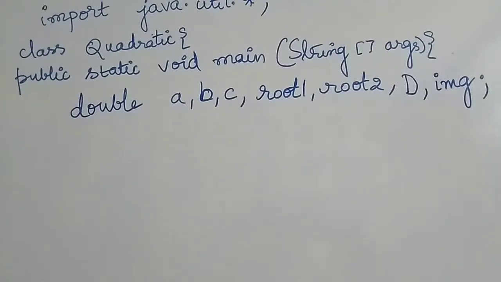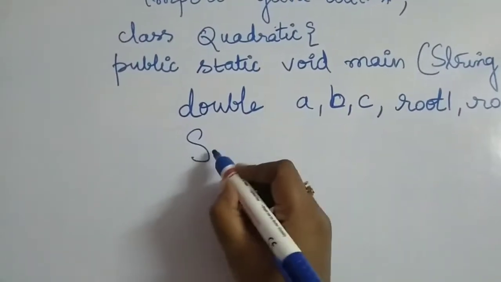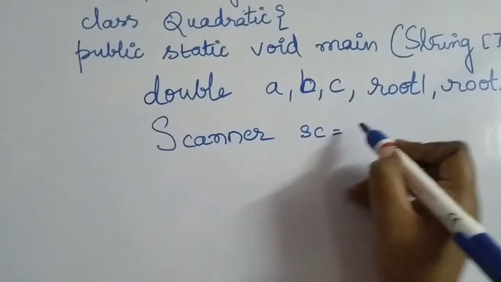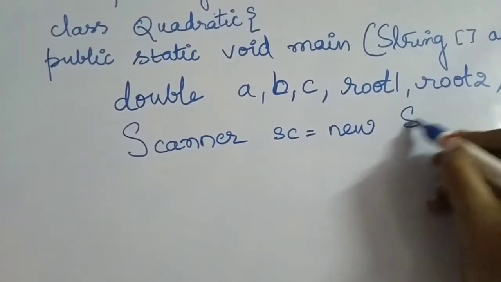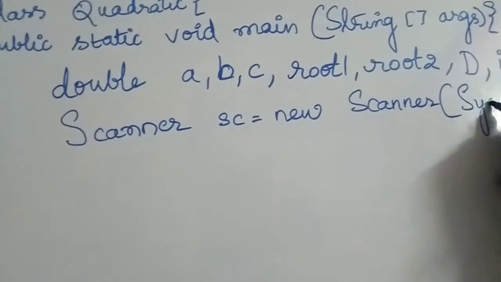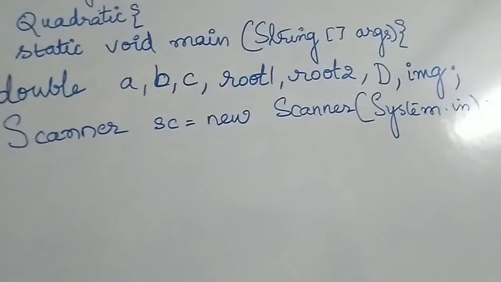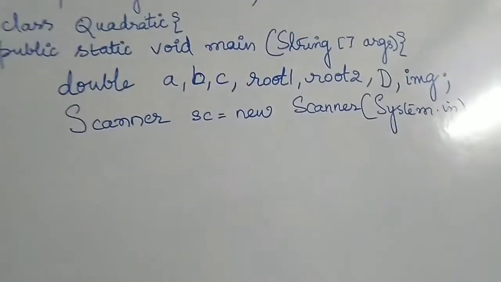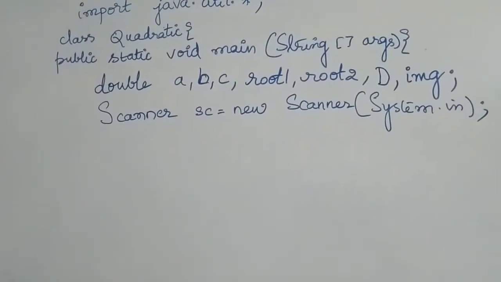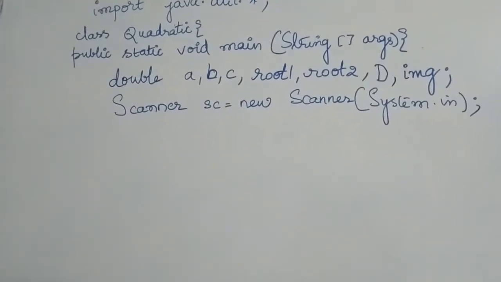Now I am creating an object for the Scanner class. I'm saying Scanner sc is equal to new Scanner, and since I'll be reading the input from the keyboard, I'm saying System.in. I'm passing this as argument into the Scanner constructor. Now the scanner object is created. Now I'll be reading the values of a, b and c.